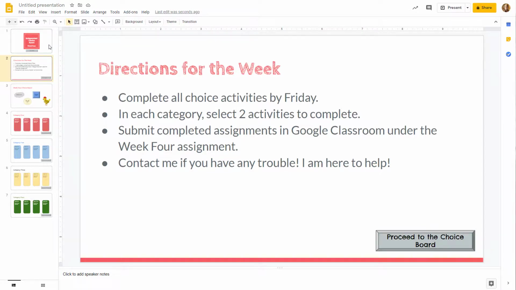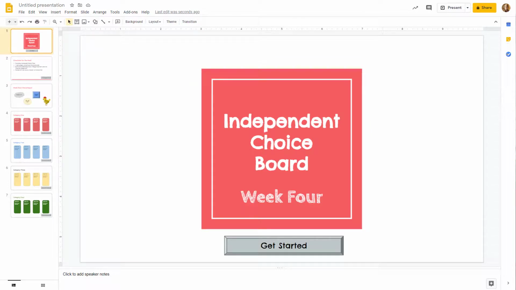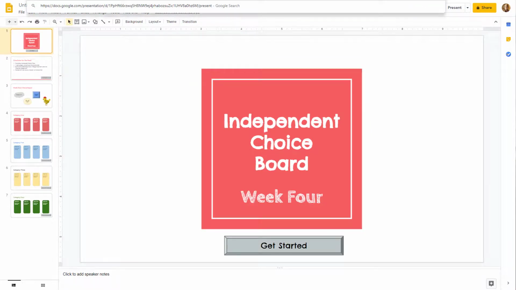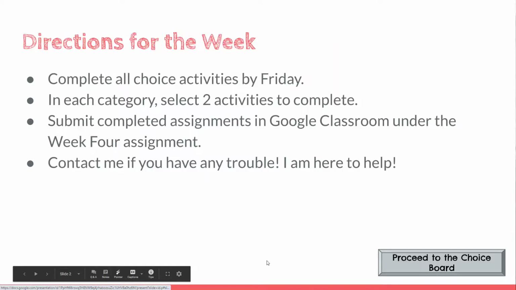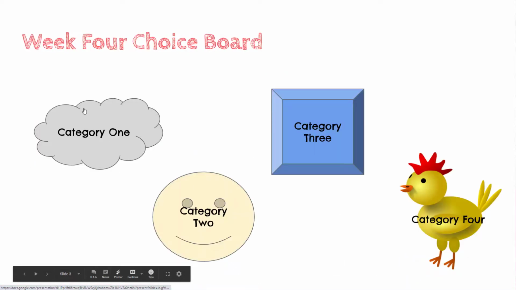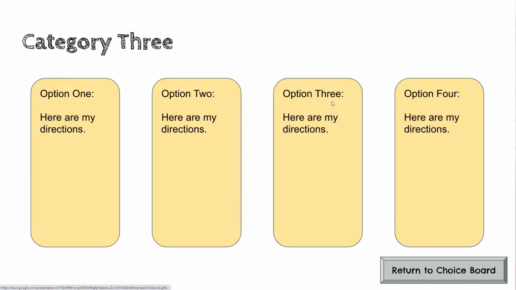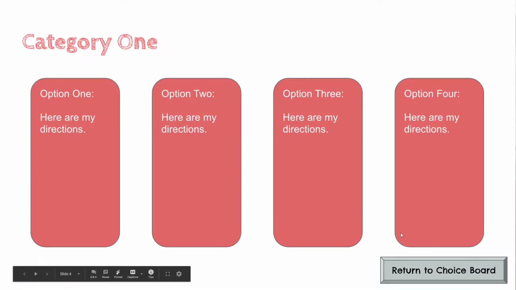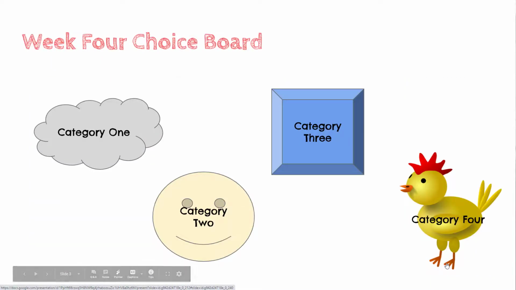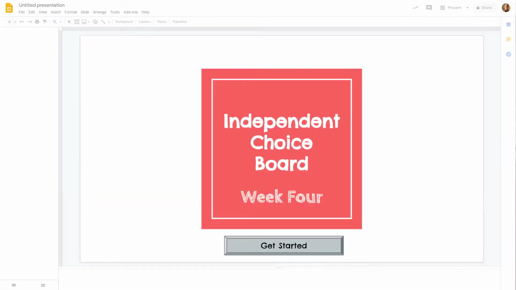So I'm going to go back and we're going to look at that present again so that you can see the navigation this has added. So I read, oh, this is week 4, great. Okay, get started. I read my directions, I'm ready to get started, so I'm going to proceed. Then it takes me to my choice board, I pick my category, I do 2 things, return to the choice board, go to the category, do 2 more things, and so you get the point. So totally finished. When you are finished with your choice board, you will have gone to each category and you will have completed 2 activities.